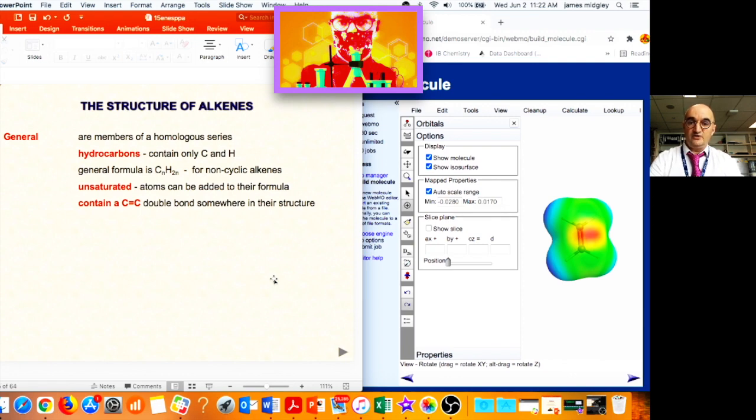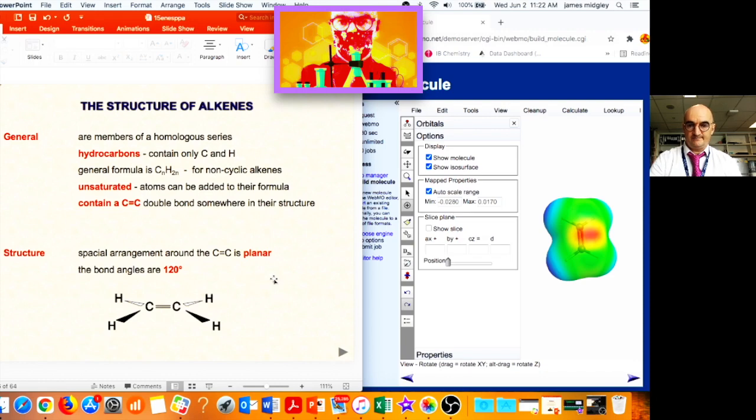CnH2n for non-cyclic alkenes, and cyclic alkanes. Unsaturated, it's an old term, just means there's room for more hydrogen. You could have different atoms, you can have bromine for instance. It tends to be for hydrogen, and there is a C double bond C somewhere in their structure.